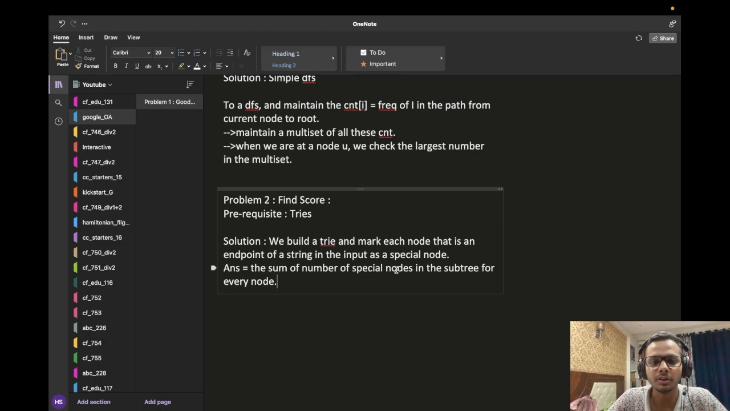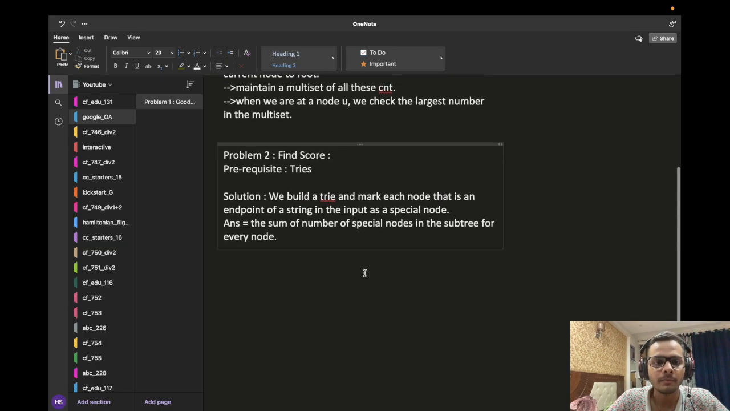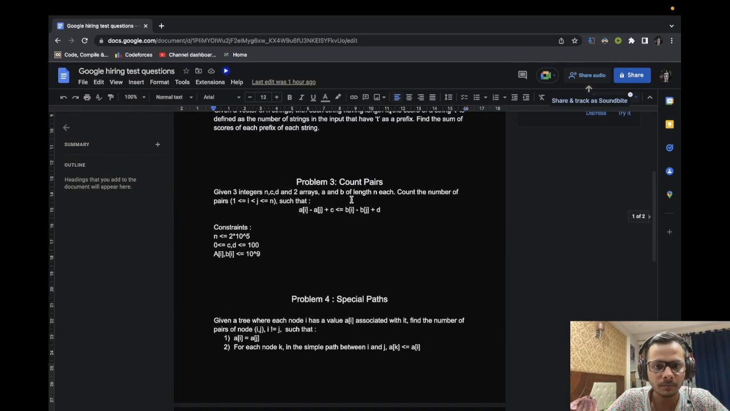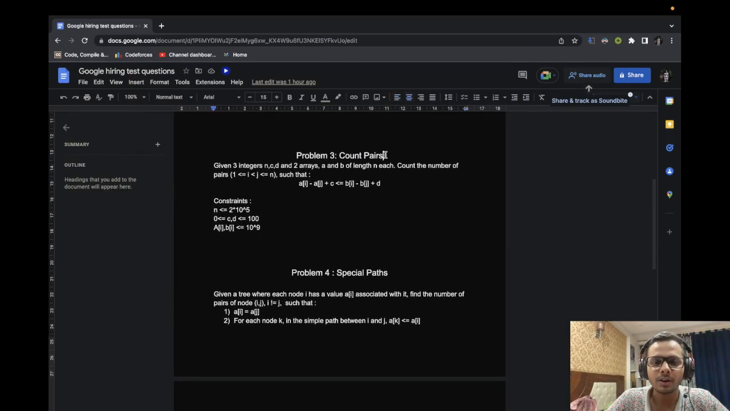So yeah, this is the solution to this problem, and cool. So now we can go to the third problem. So this is again not a very difficult problem.